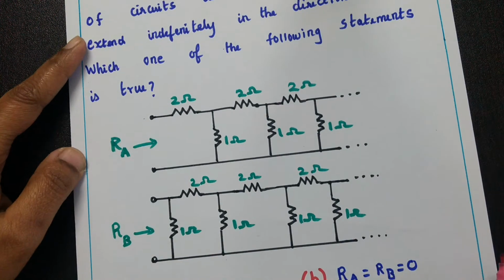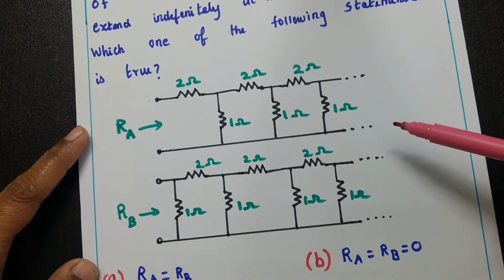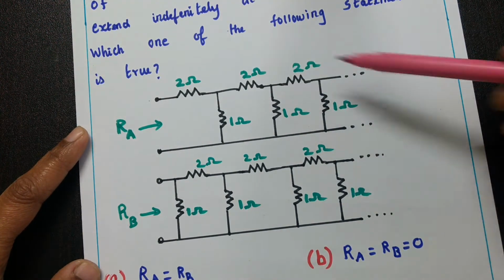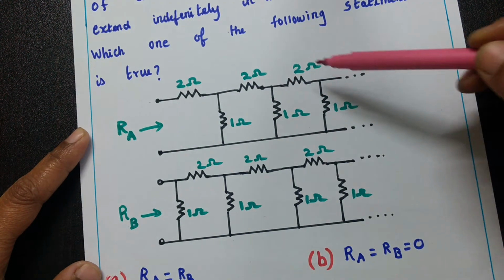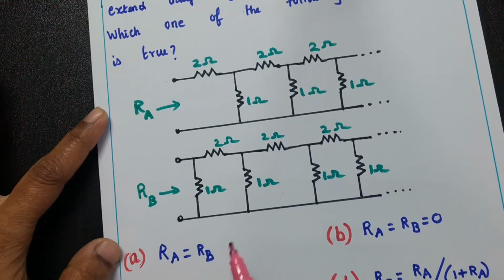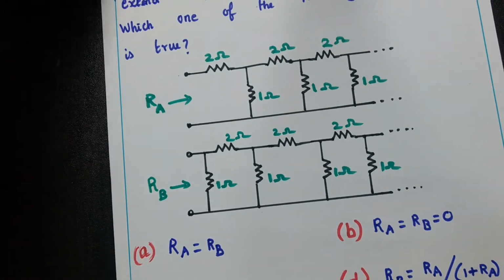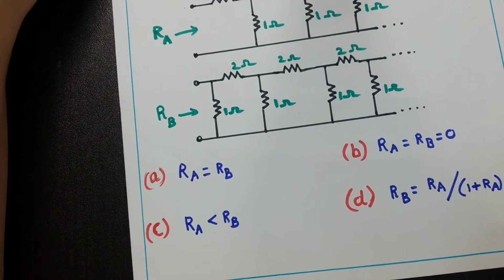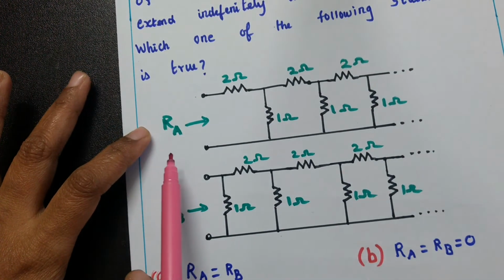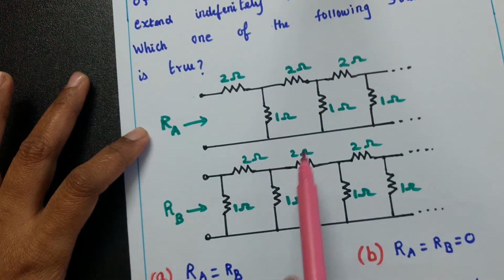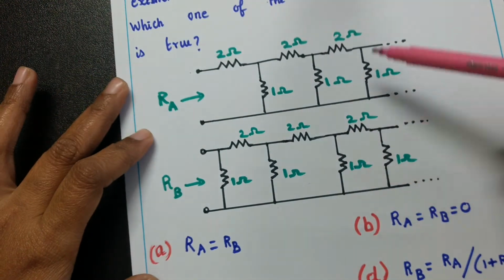So here two networks are given. Observe the network, which consists of 2 ohms and 1 ohms. Here also 2 ohms and 1 ohms. Here also 2 ohms and 1 ohms. So observe the second network, and observe the first network. Here 4 options are given for the relationship between RA and RB. If RA is the equivalent resistance of the first network, we have to find RB with respect to RA.